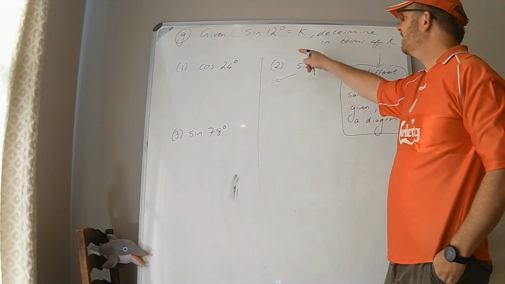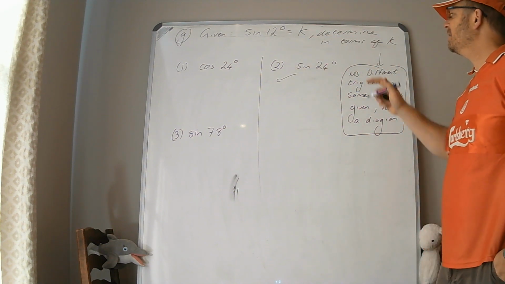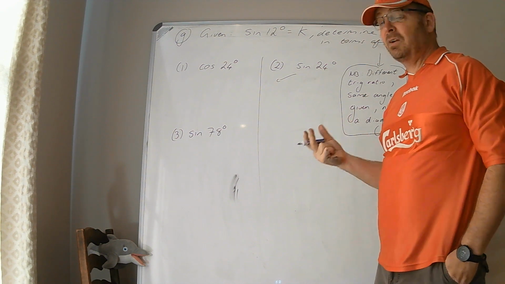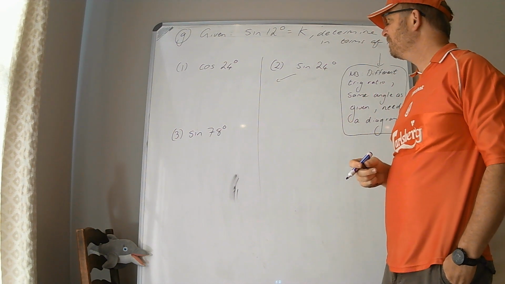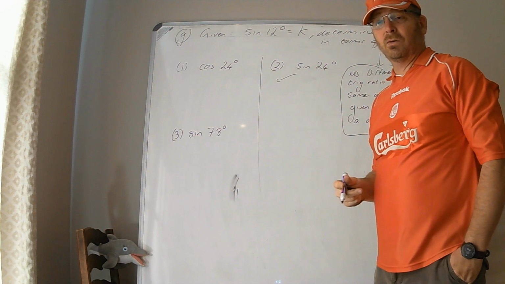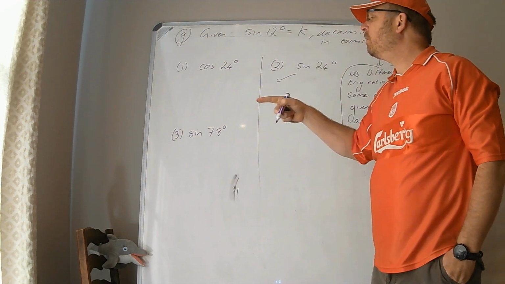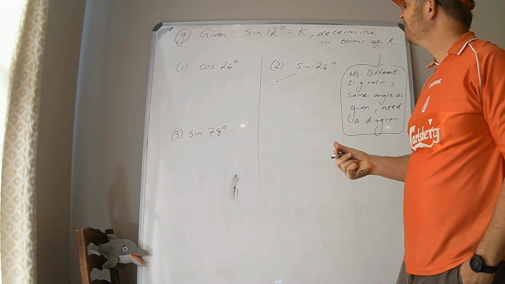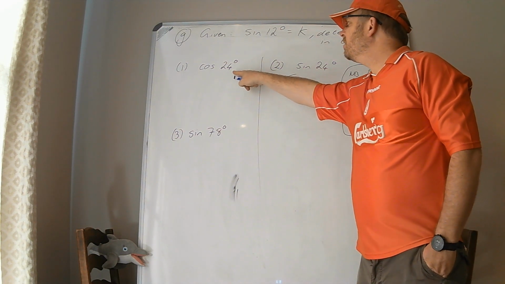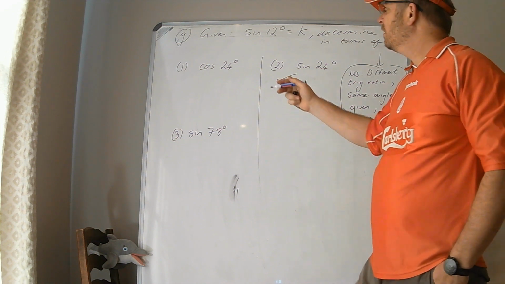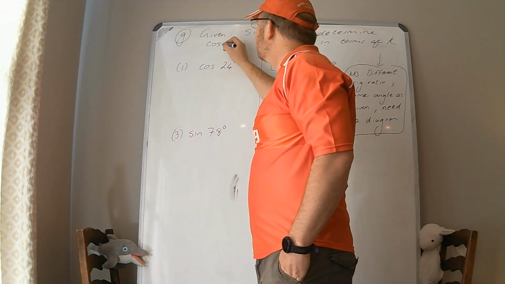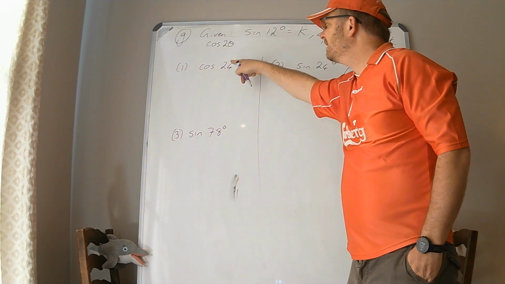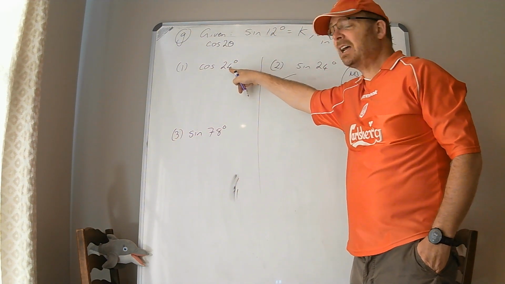Next question G says given sine 12 degrees is equal to K, determine in terms of K. So basically what they're asking you to do is rewrite everything in terms of sine 12. So first one is cos 24. Well, what's the relationship between 12 and 24? 24 is double 12, so we're going to look for double angle formulas. So we're dealing with cos, and 24 is 2 times 12, so that is cos of 2 times 12.